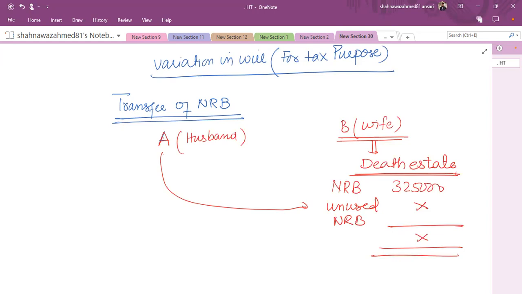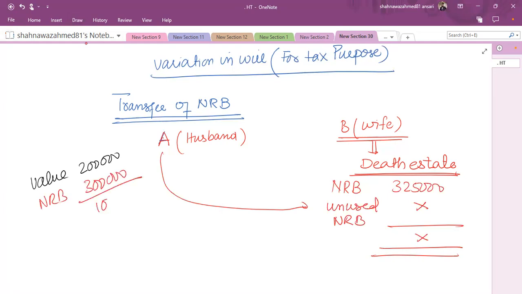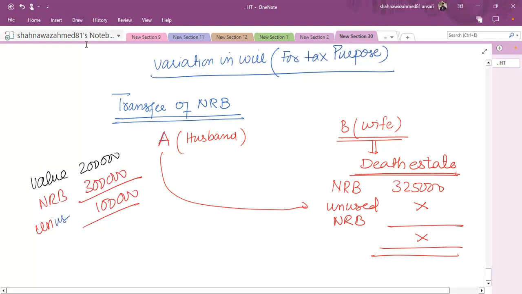What is the concept of unused? At the time of death of a first partner, suppose NRB was higher than the value of the estate. Let's assume the value of the estate was 200,000, and NRB was 300,000. So 100,000 of NRB is unused. Now what to do with this unused one?